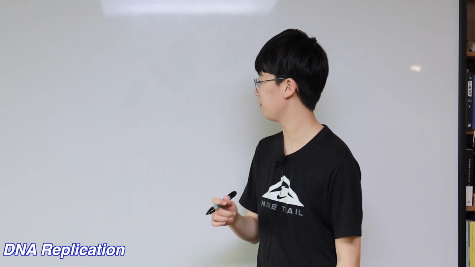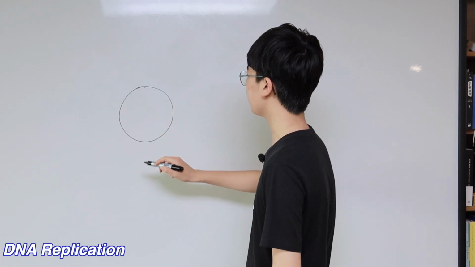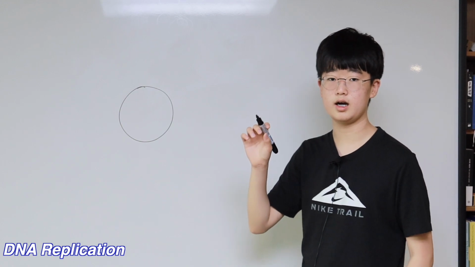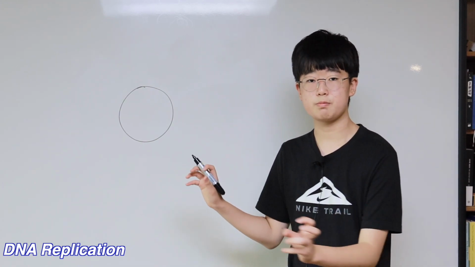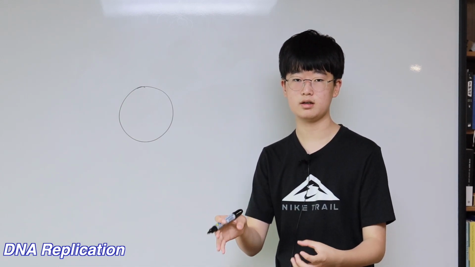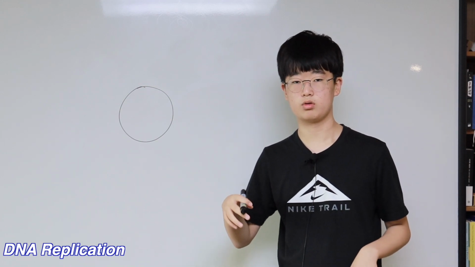So the origin of replication is, if we have DNA here, we have a special sequence of DNA base pairs that we call ORI, short for the origin.